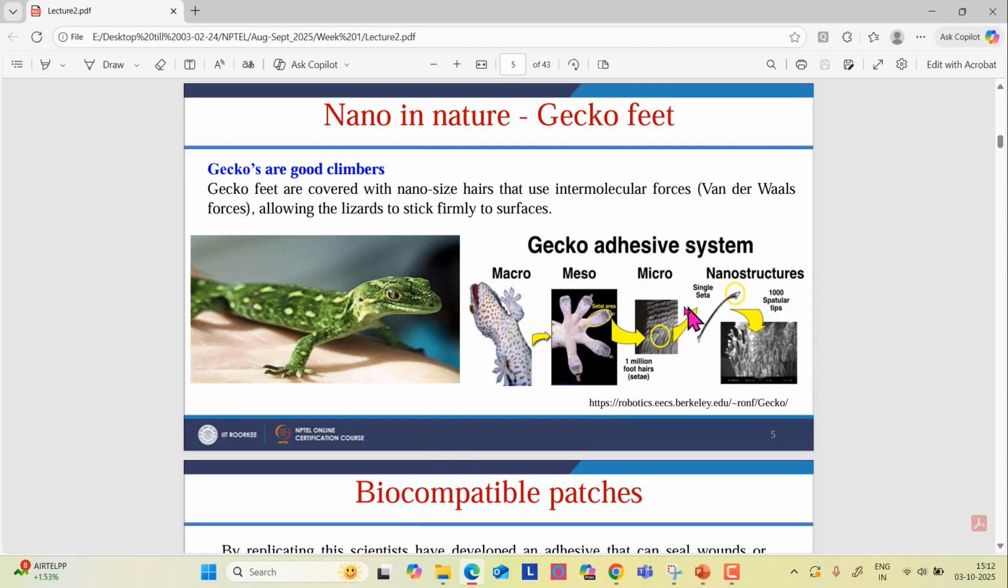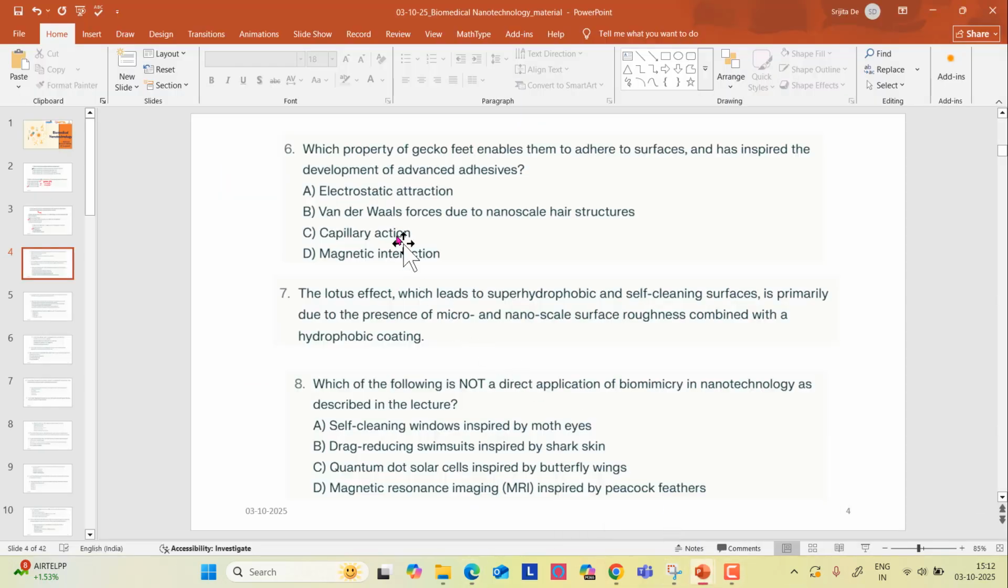Okay, so van der Waals force mostly defines the attraction between two materials. So it is that van der Waals force operating at the nanoscale level between the wall and the feet of the gecko, and that attraction force between these two materials is allowing them to stick to the surface. So the answer is van der Waals forces due to nanoscale hair structures. Okay, is it clear?